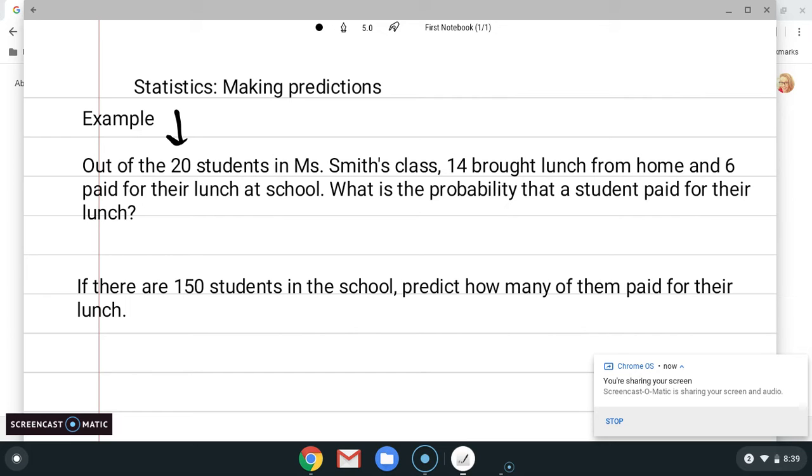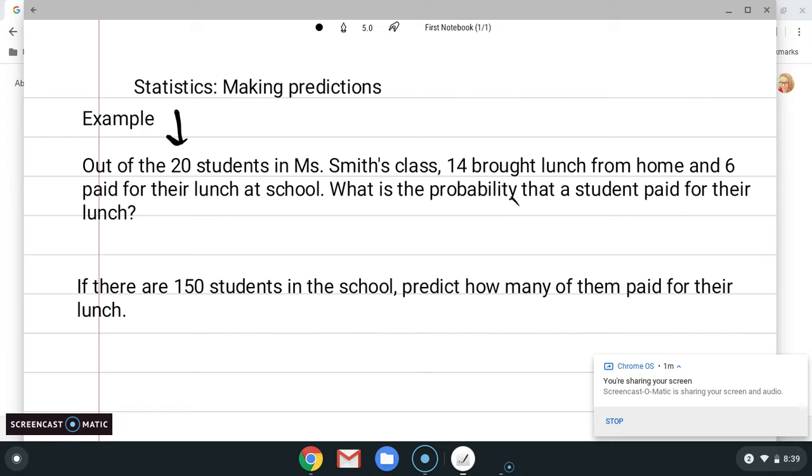It is very common that you might see a chart. In order to find your sample space in the chart, you just add all of the numbers up, and that is how many were surveyed, how many results were, whatever it was. So out of the 20 students in Mrs. Smith's class, 14 brought their lunch from home and 6 paid for their lunch at school. What is the probability that a student paid for their lunch?